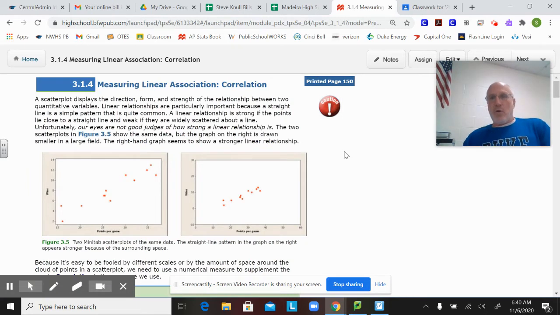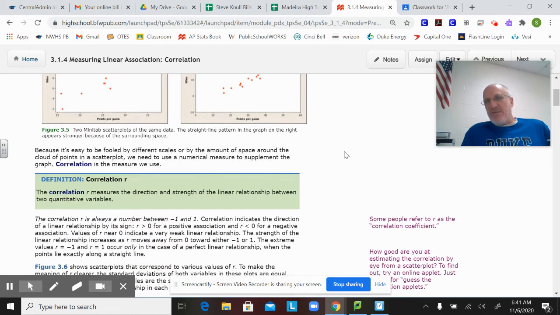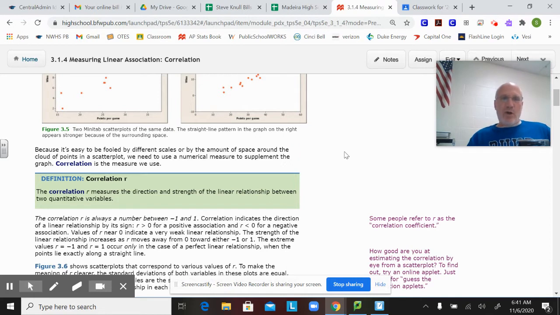Okay, now let's talk about correlation. So in particular, now we're talking about how linear a relationship is. And we're able to quantify that. So, all right, here's the definition of correlation. The correlation R, and actually I've often heard this, and here it is over here. It says some people refer to R as the correlation coefficient. That's kind of the way I learned it. The correlation coefficient R measures the direction and strength of the linear relationship between two quantitative variables.